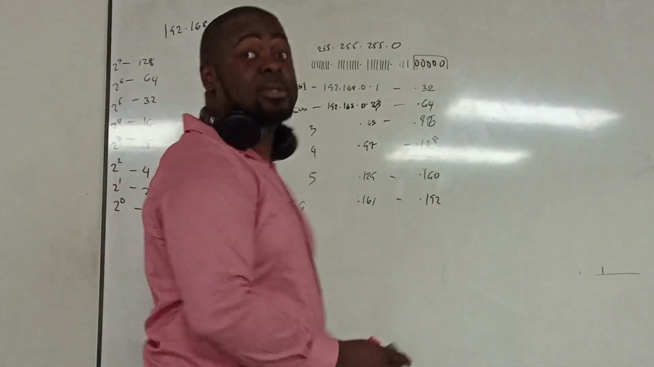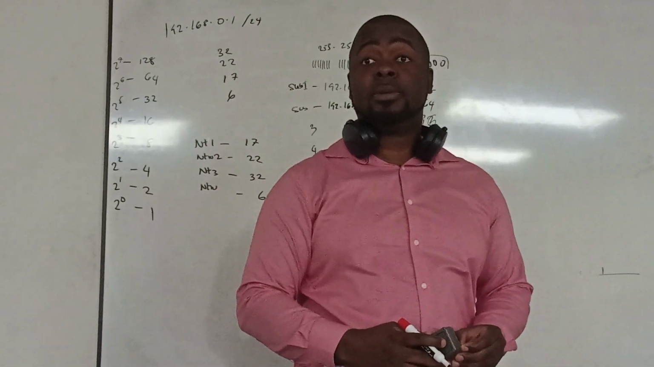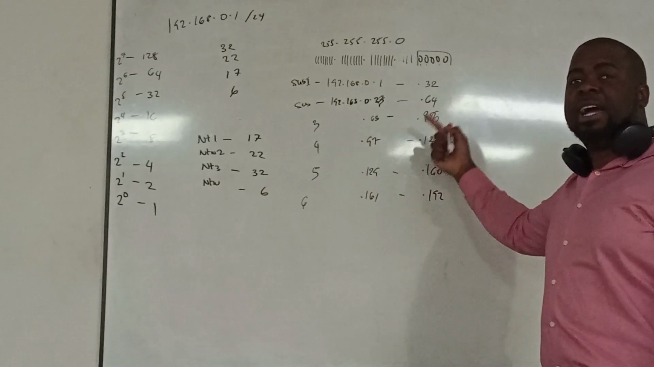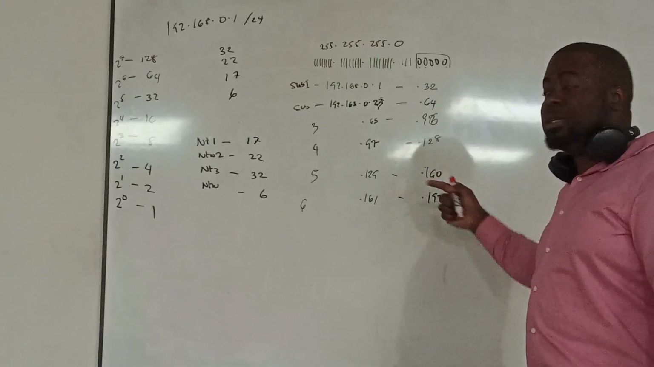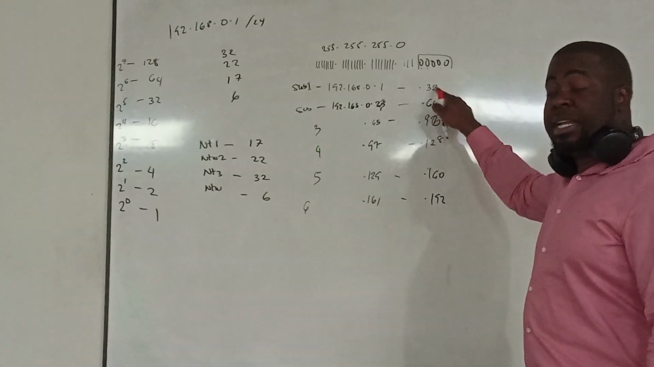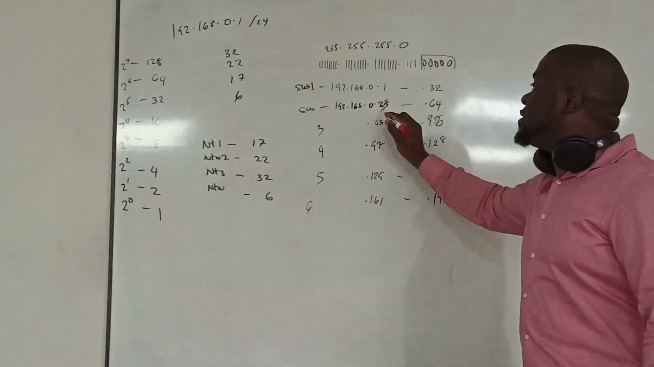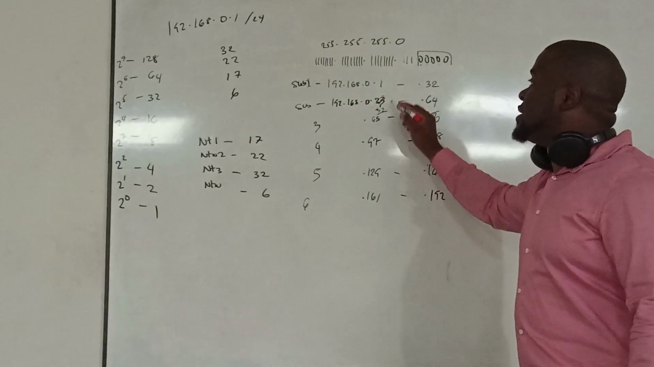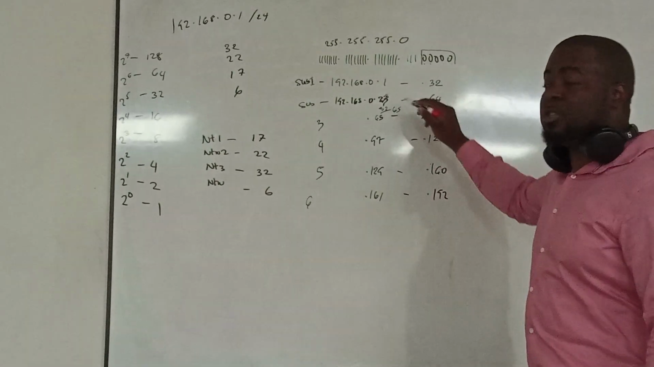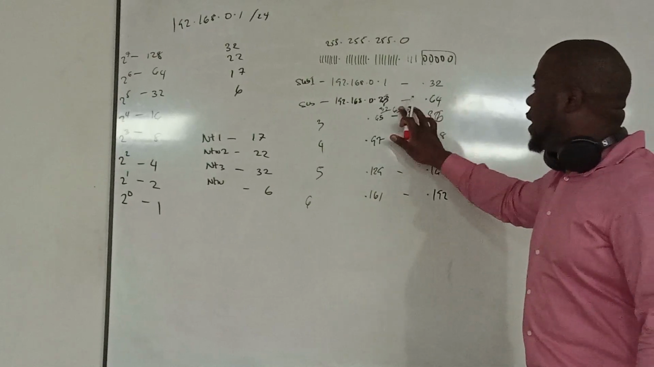Sir, how did you find the second? We are just adding the magic number. Add the magic number and subtract 1. So this is 33, right? So this is 32. The next one will be 33. 33 plus 32, that's 65. Minus 1, that's 64. Okay.